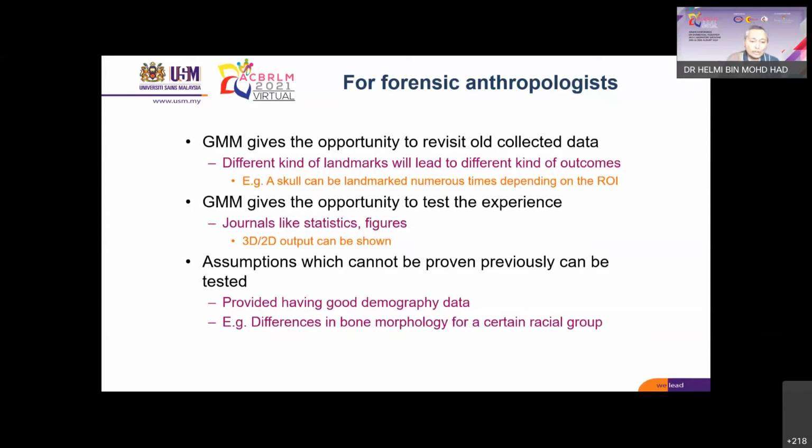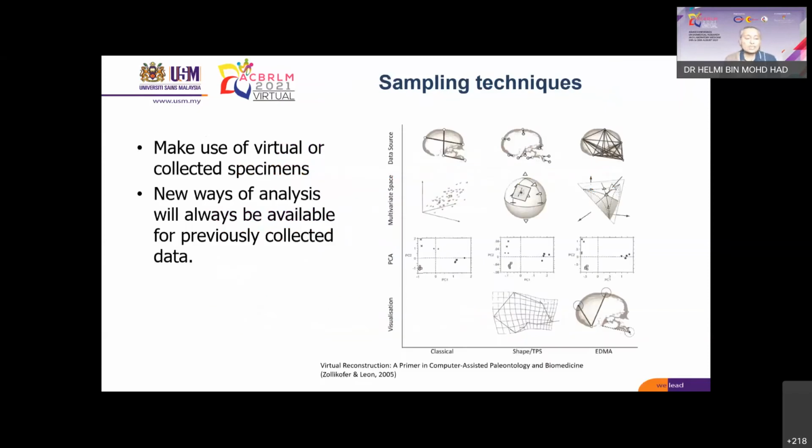And this is useful for research. So it tests your experience. Because journals like statistics and figures, it helps you in publication. Previous assumptions which you could not prove previously, but you have a hunch about, you can use geometric morphometrics to test your hypothesis. For example, racial group: is there a difference in scapula morphology for Malay, Chinese, and Indian populations for the Malaysian population in general?